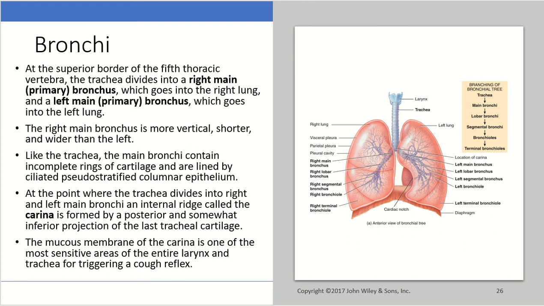So just like the trachea, the main bronchi are going to contain these incomplete rings of cartilage that are going to be lined by ciliated pseudostratified columnar epithelium. So at the point where the trachea divides into the left and right main bronchi, there's going to be an internal ridge called the carina, and this is going to be formed by a posterior and a somewhat inferior projection of the last tracheal cartilage. The mucous membrane of the carina is going to be one of the most sensitive areas in the entire larynx, and this is going to be really important for triggering the cough reflex.